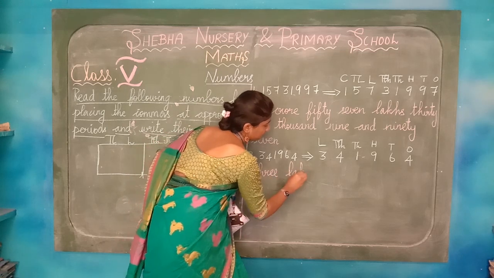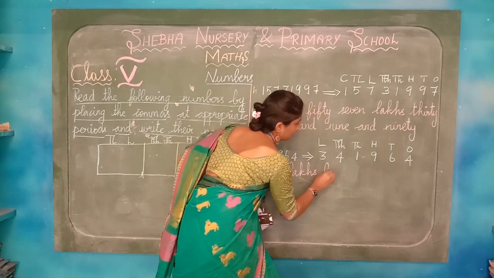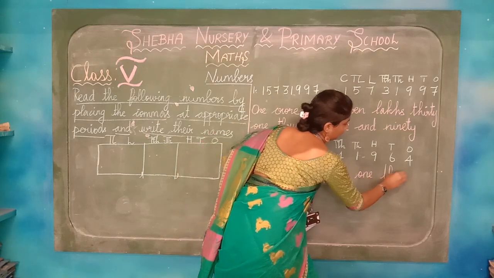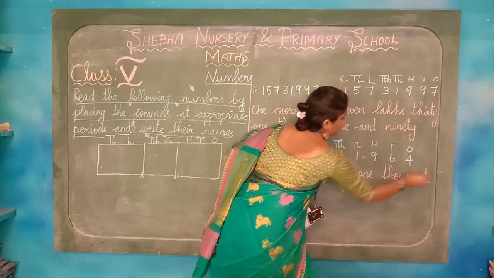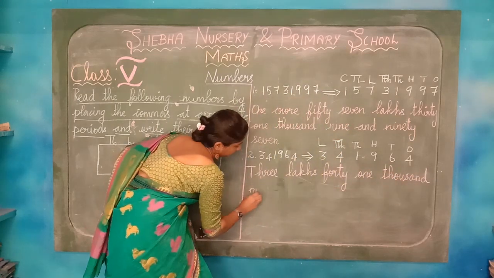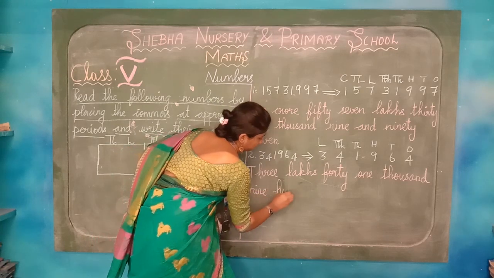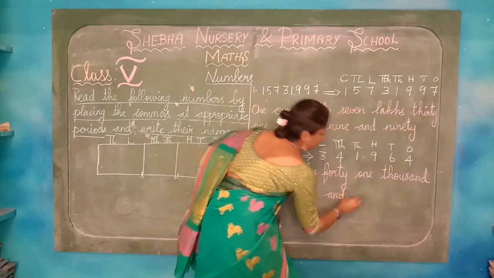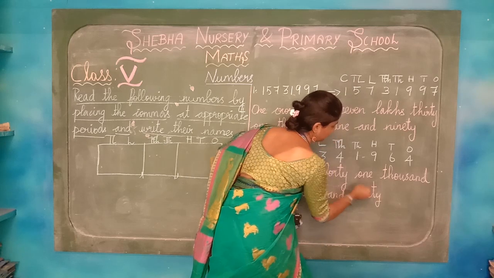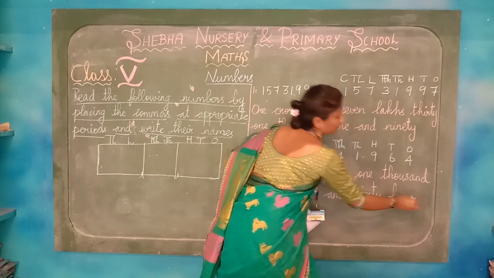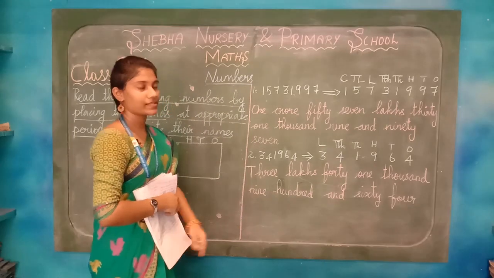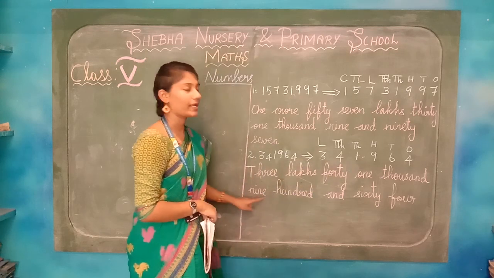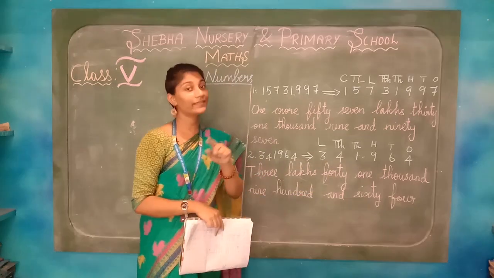3 lakhs, 41,000, 900, 64. So in this sum we get the answer 3 lakhs 41,964. Okay children, move to the third sum.